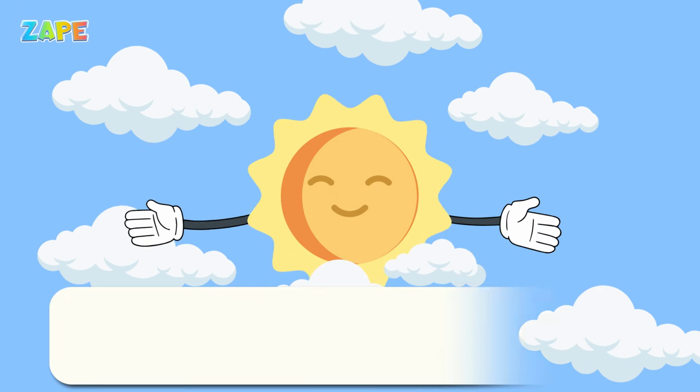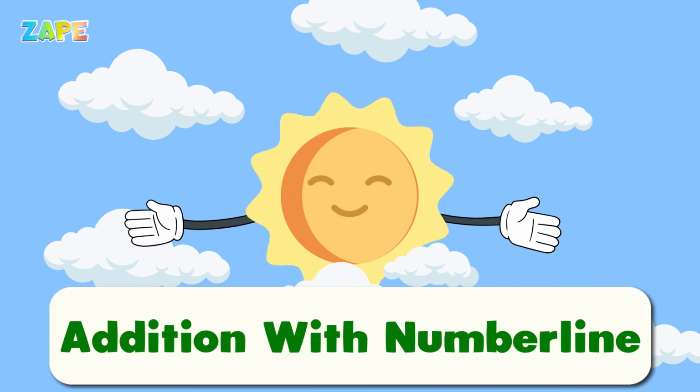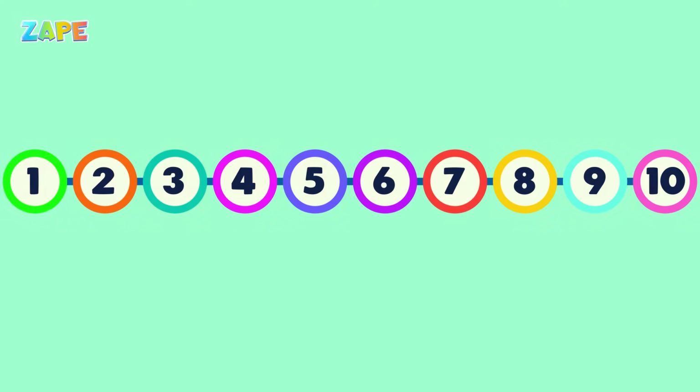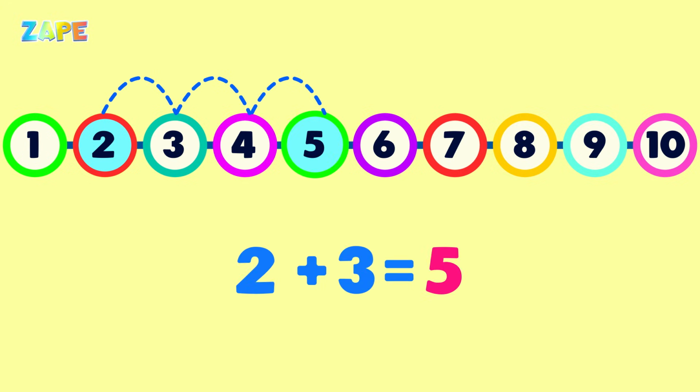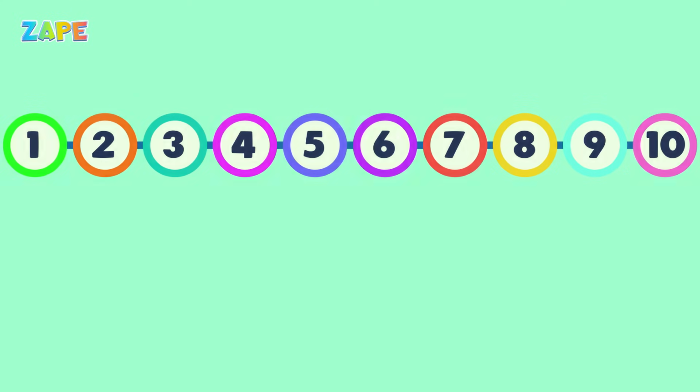Hello, super smart learners. Today, we're going to learn how to add numbers using something very special. A number line. It's like a road for numbers, and we can hop along it to find the answer. When we add using a number line, we start at the first number, and make little jumps forward. Each jump means we are adding one more. Let's try an example together.